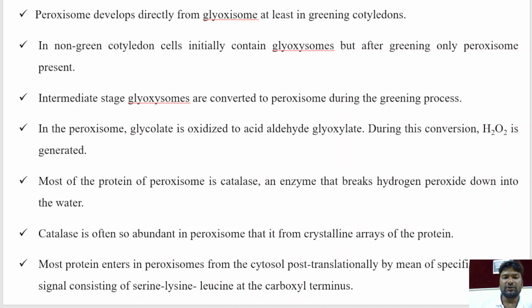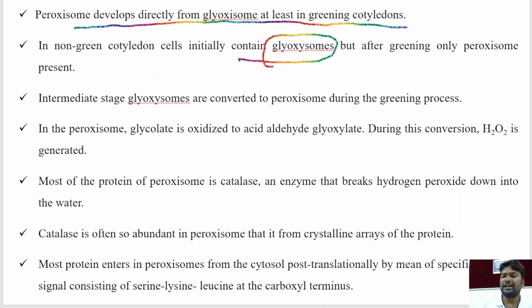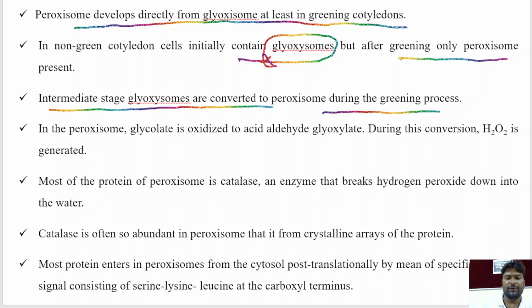And they are also interconvertible, meaning peroxisomes develop directly from glyoxysomes, at least in the greening cotyledons. In non-greening cotyledons they contain glyoxysomes, but after greening only peroxisomes exist, meaning there are no glyoxysomes. At an intermediate stage, glyoxysomes are converted to peroxisomes during the greening process.